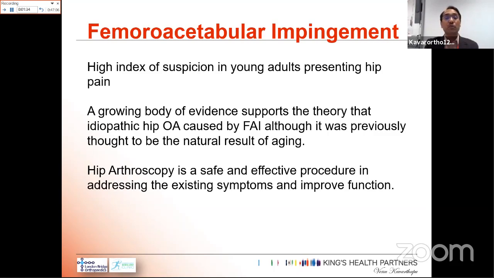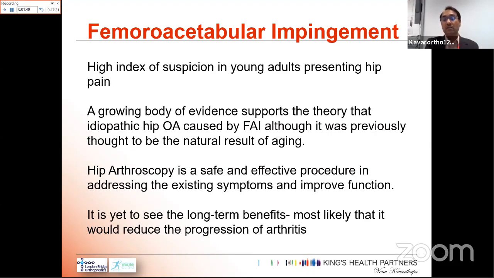Hip arthroscopy is proven to be a very safe and effective procedure in addressing the existing symptoms in those patients that fail non-operative measures. It certainly helps to improve the function, and at the same time, with the current evidence, it is known to delay the requirement for an arthroplasty in this group of patients. But the real long-term benefit is yet unknown. It is most likely that it would reduce the progression of arthritis in this group of highly physically active people in the long term.